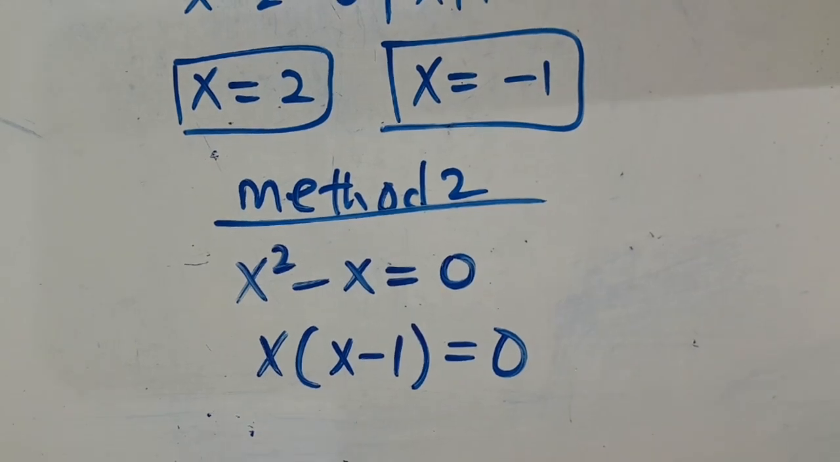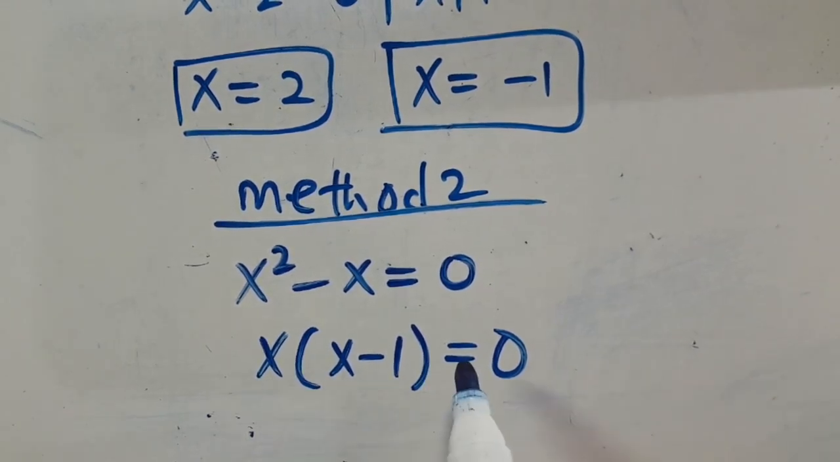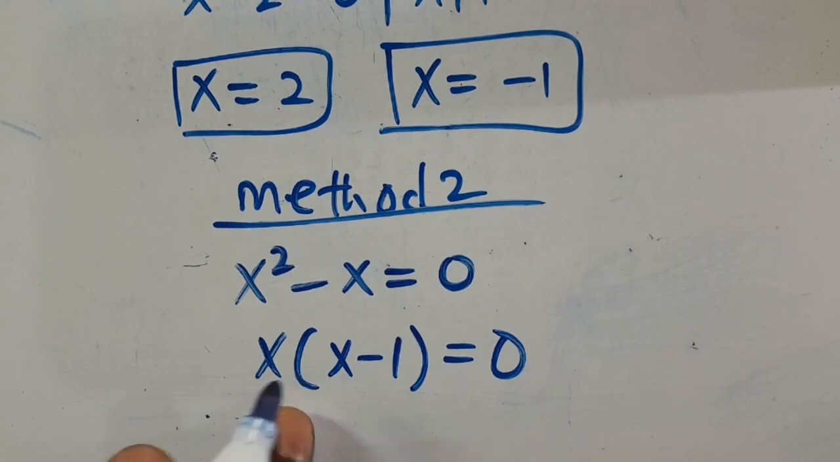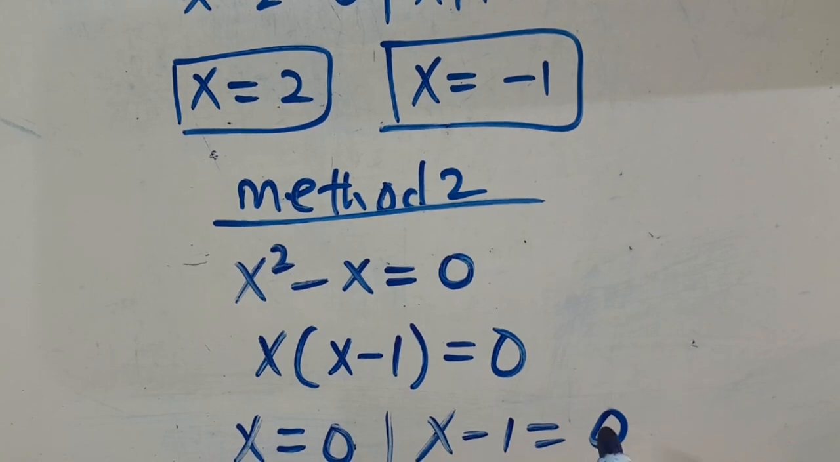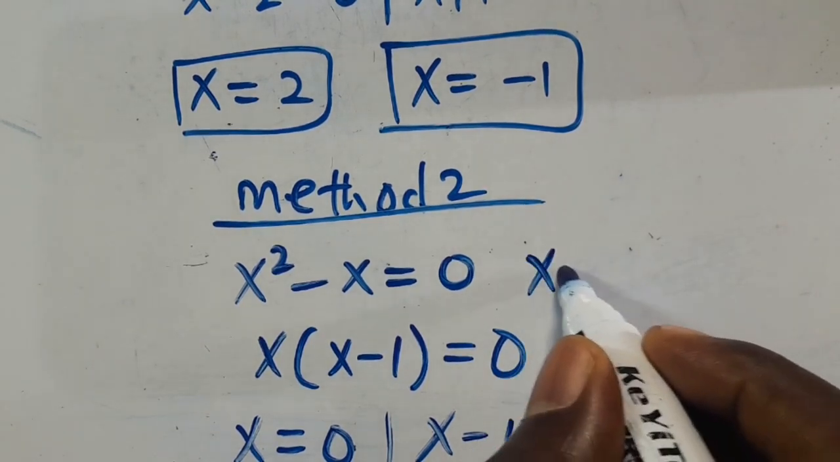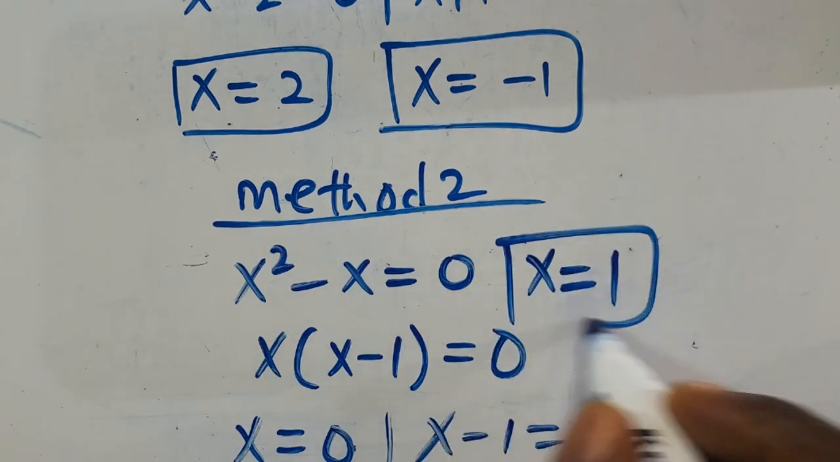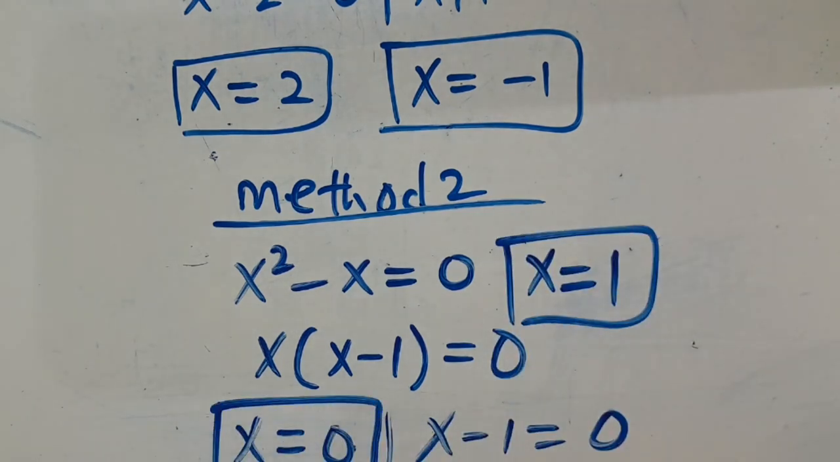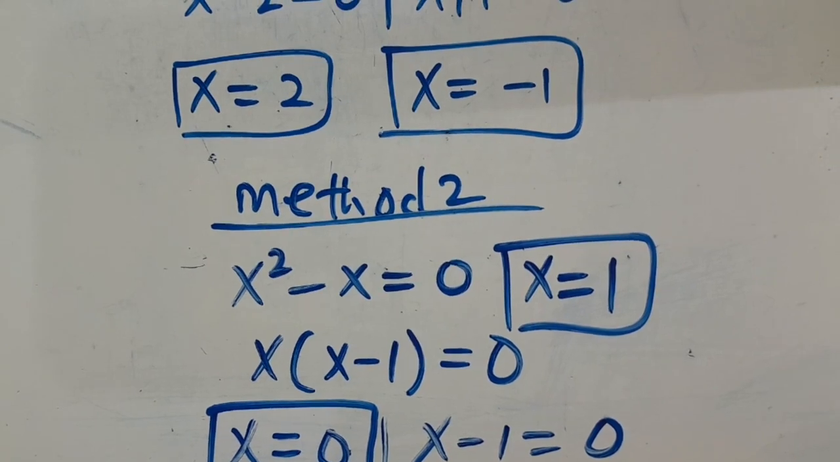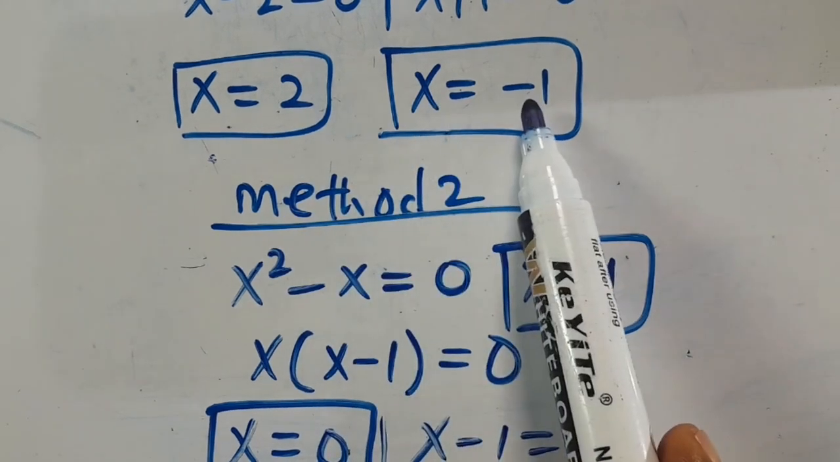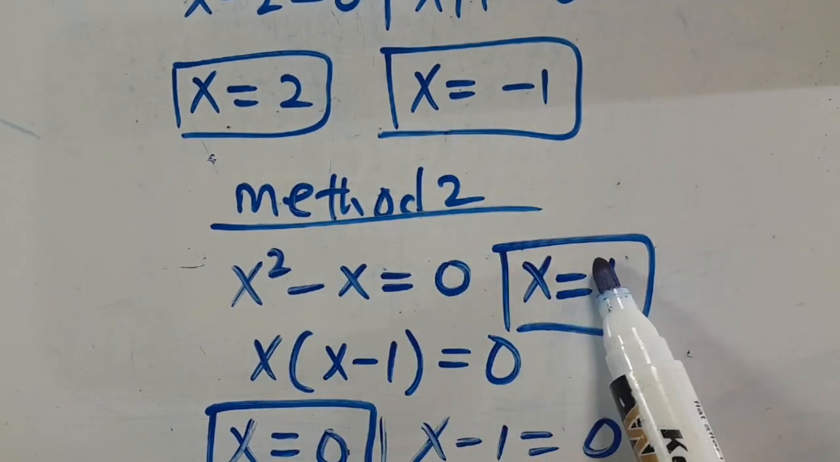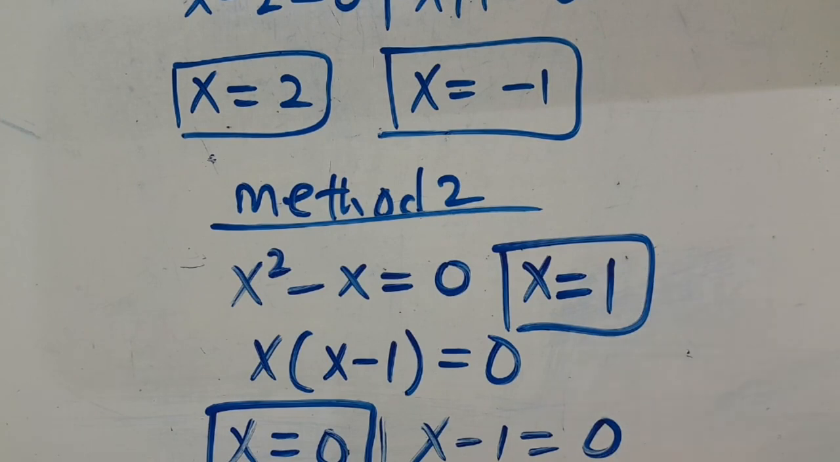Likewise, what we're saying is that for this particular expression to be equal to 0, it implies that either x equals 0, or x minus 1 equals 0. And so therefore, we are going to have x equals 1, and here x equals 0. Meaning that you have 4 solutions: x equals 2, x equals minus 1, x equals 0, x equals 1.